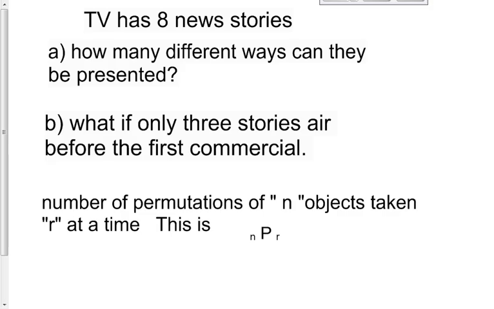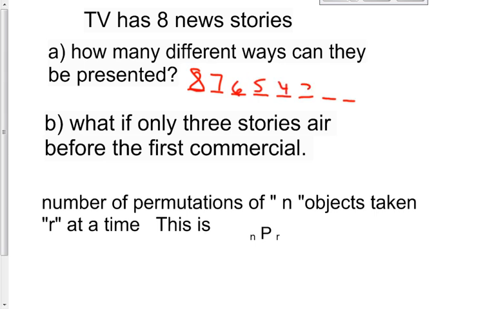Okay. Let's try this example with our factorials. A TV nightly news has 8 news stories that they're going to be talking about. How many different ways can they be presented? Well, if you think about that for a second, you've got 8 stories, 1, 2, 3, 4, 5, 6, 7, 8. They're going to have 8 choices for the story that they could talk about first. Well, once they talk about that particular story, they're not going to say the same story again in that nightly news, which means they're only down to 7 stories left to talk about. Once they do that next story, then they're down to 6, and so on.